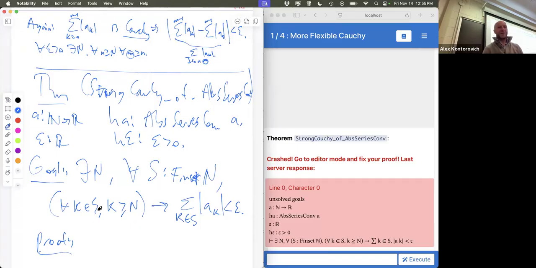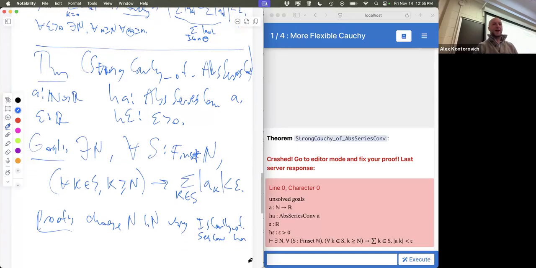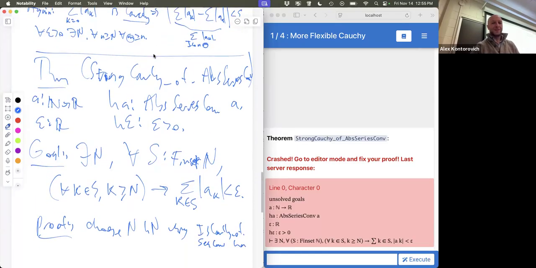Okay, so the proof is, choose N using what? I know that the series is absolutely convergent. In particular, that means the series is convergent. In particular, that means the series is Cauchy. So is Cauchy of series conv, HA. I think that'll do it. So we get an N that has this property.